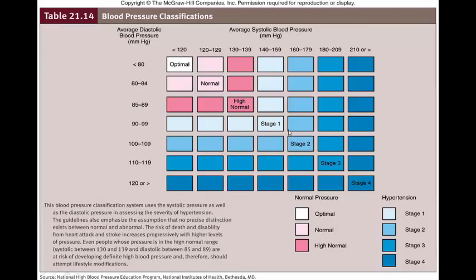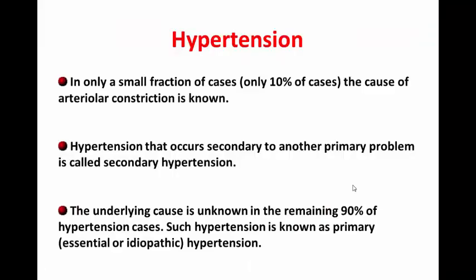Now, these are the stages of hypertension. Stage 1 begins when the systolic blood pressure is now from 140 to 159, and the diastolic is from 90 to 99 millimeters of mercury. Obviously, stages 2, 3, and 4 would have higher levels of systolic and diastolic blood pressures.